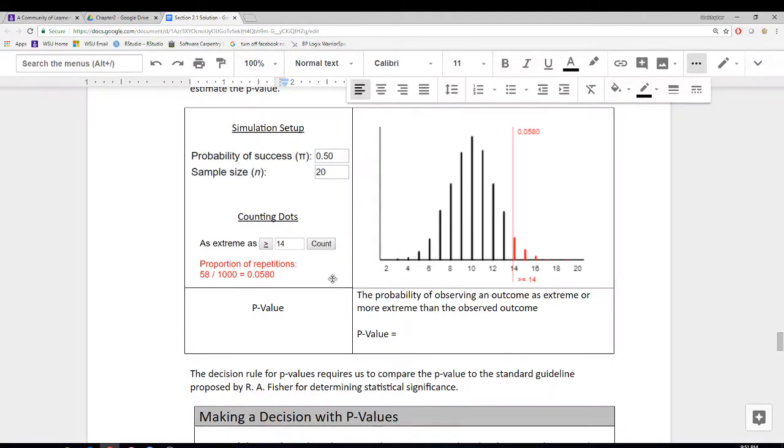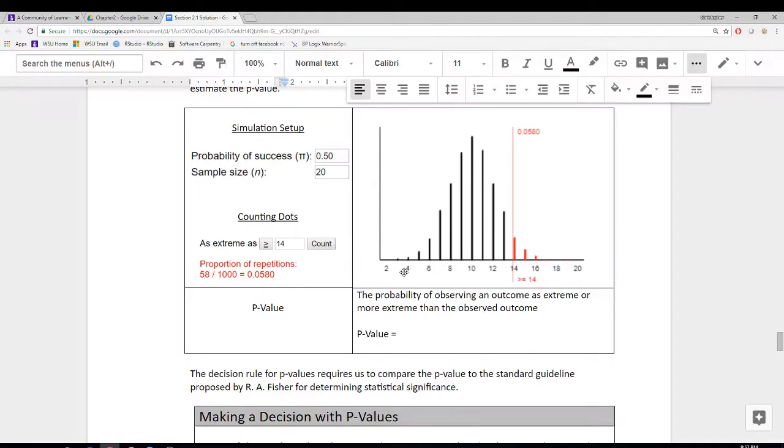If I place the study outcome in the as extreme as box and click the count button, what that reference distribution app does is it computes how many of the 1,000 dots, I think I used 1,000 dots here, are at 14 or more than 14. And the app has determined that to be 58. So the p-value is simply 58 divided by 1,000.